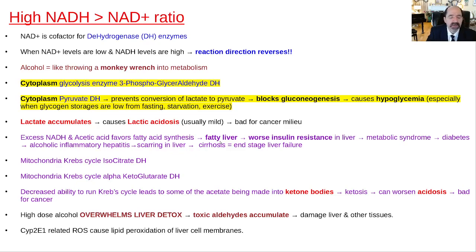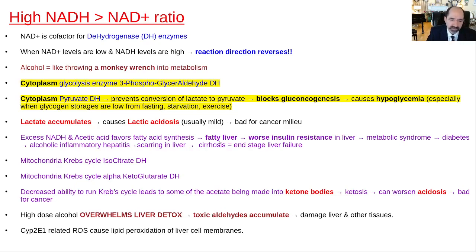Also, because you're not effectively running Krebs cycle to burn fat for energy, you'll get some of that extra acetyl-CoA made into ketone bodies. So you can get a ketosis, and that can lead to a worsening acidosis, all of which, again, is creating a more acidotic environment, which is something we don't want to do in our blood.